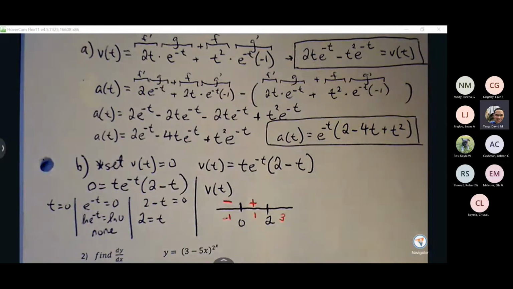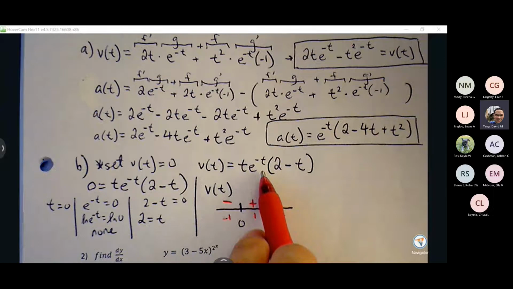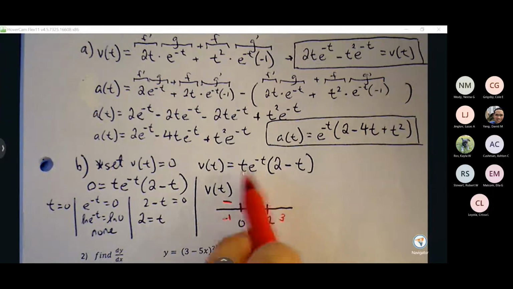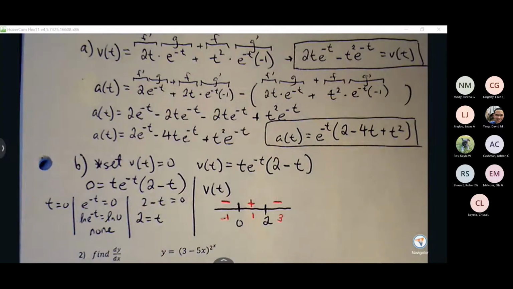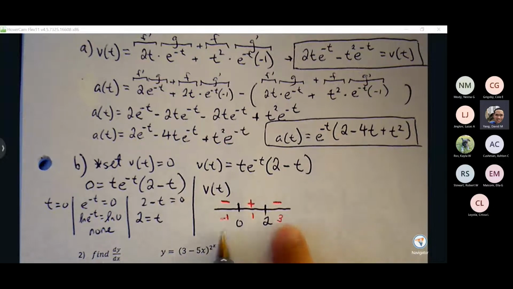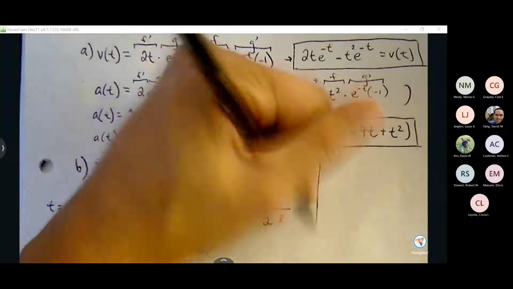Okay. Enter 3 in. 3 times e to the -3. Those are all positive. 2 minus 3, that's negative. So only one negative. Okay, so moving left, we see two intervals of moving left.